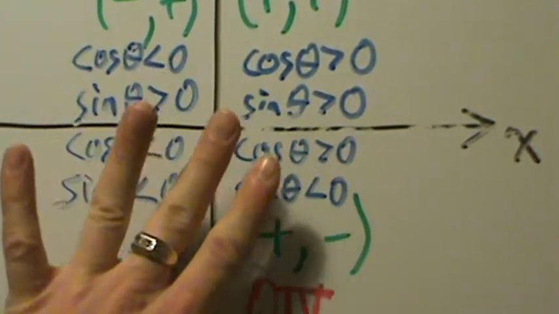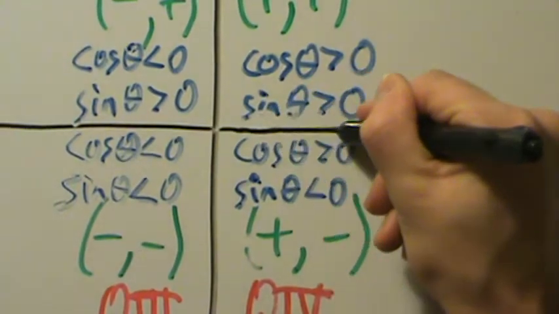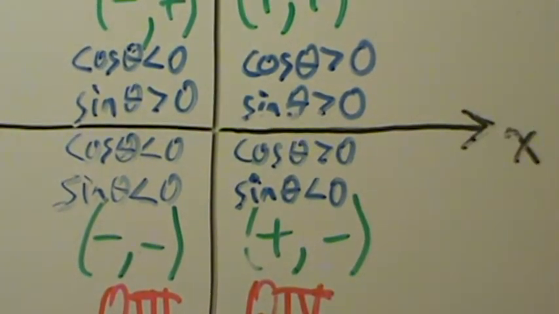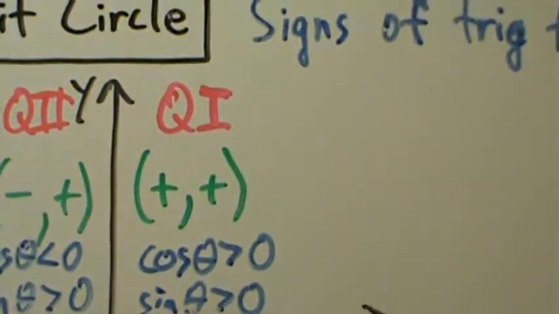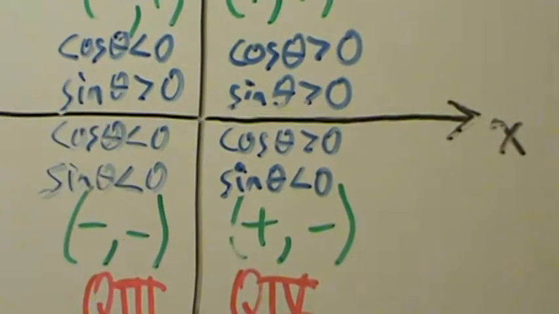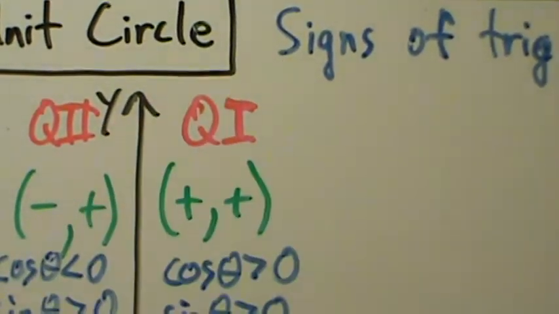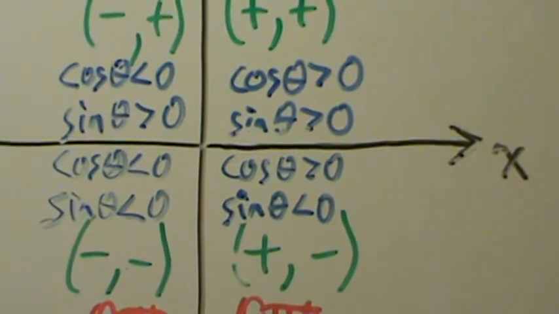So that's good for cosines and sines. What about all the other trig functions? Well, once we know the signs of these two trig functions, we can get the signs for all the other four. So all we really have to remember is these two in each quadrant. But there is a little trick for that.